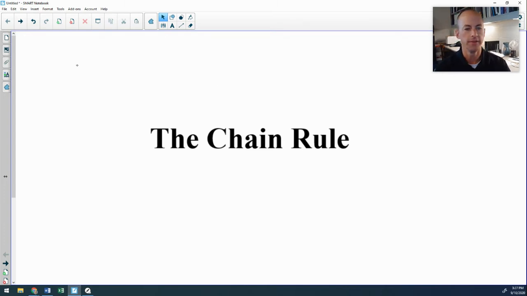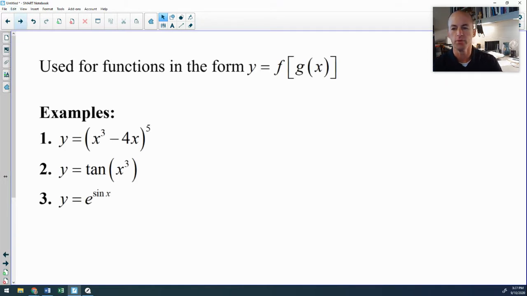The chain rule, this is another differentiation technique in calculus. And the chain rule is used for functions that are in that form where you have f of g of x. So you have one function inside another function. You're not multiplying them, you're not dividing them. It's the composition of two functions with one inside the other. So here are a few examples of where you would need to use the chain rule.